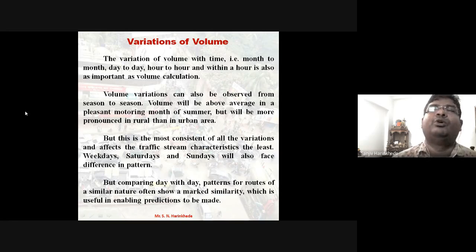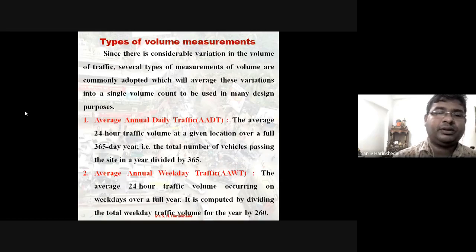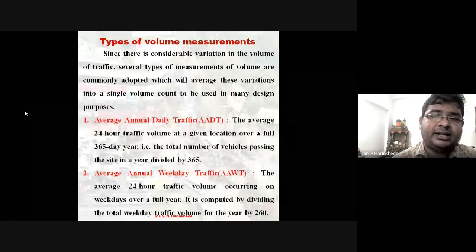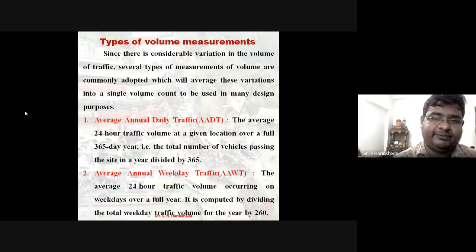That's why the traffic volume is less on these particular days. But comparing day with day, patterns for routes of a similar nature often show marked similarities, which is useful in enabling predictions to be made. The types of volume measurements are given here. Since there is considerable variation in the volume of traffic, several types of measurements of volume are commonly adopted, which will average this variation into a single volume count to be used for many design purposes.